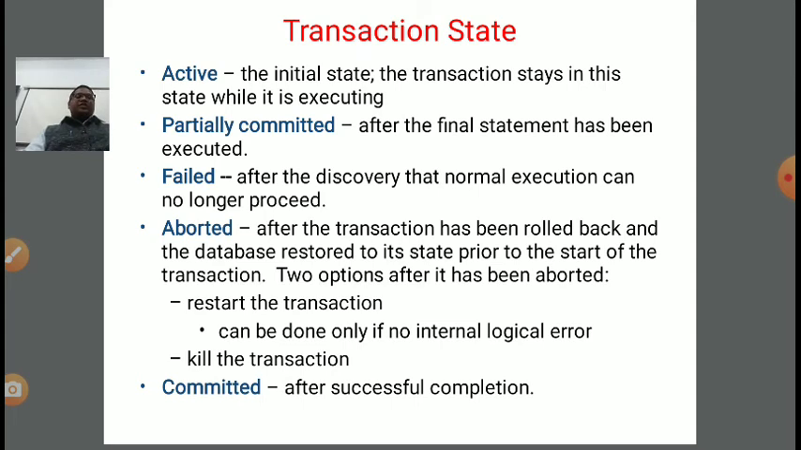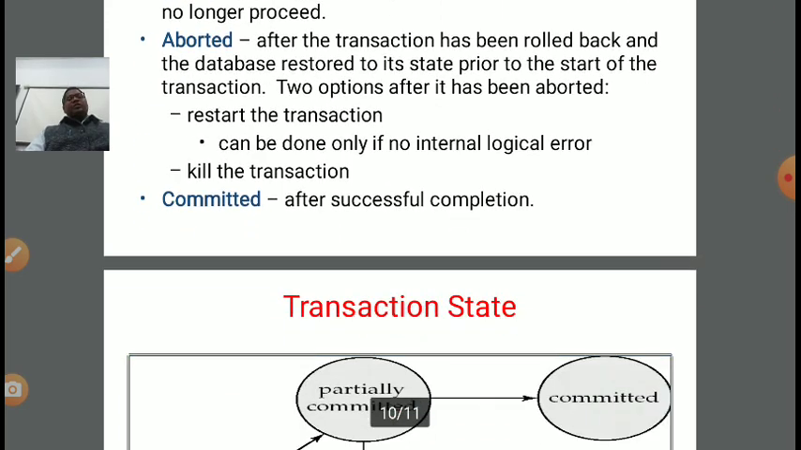Failed: after the discovery that normal execution can no longer proceed, it will go into the failed state. Aborted: after the transaction has been rolled back, and rolled back means we have taken all the operations of the transaction back, and the database is restored to its prior state before the start of the transaction. Then there are two options after it has been aborted: either restart or kill the transaction. And committed means successful completion.